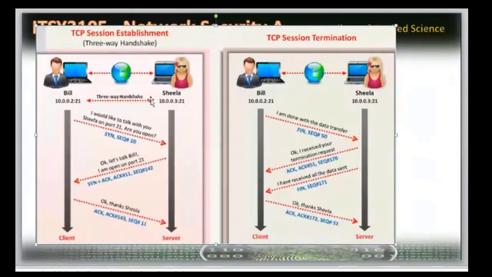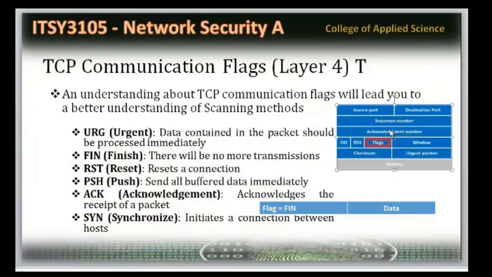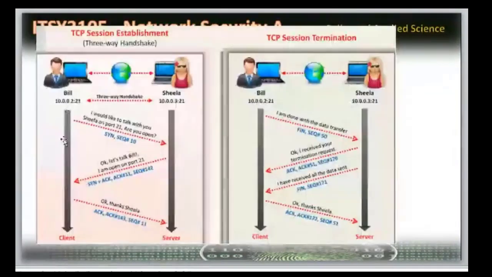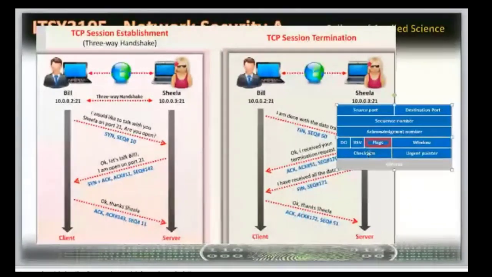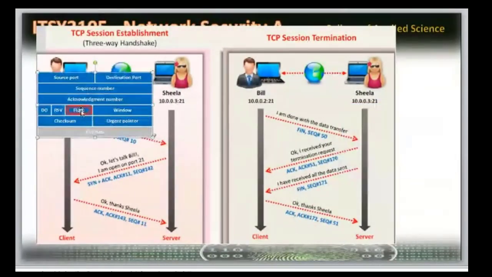Okay, now I want a TCP connection. So what I'm going to do, I'm going to create a packet here. So that means this is going to be the header. In the flag, I'm going to enter SYN. So the flag will be set to SYN. Once the flag is set to SYN, automatically it becomes a SYN packet.